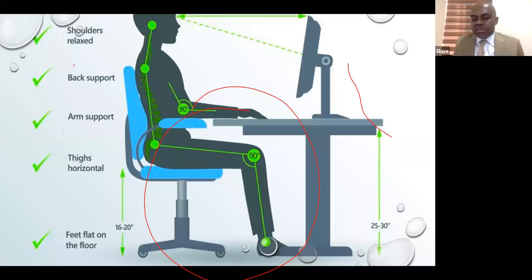If you cross your leg once in a while, that's not going to be a problem. But remember that, like I said, when you cross your legs consistently and your back tends to be slouched, that can be a problem.